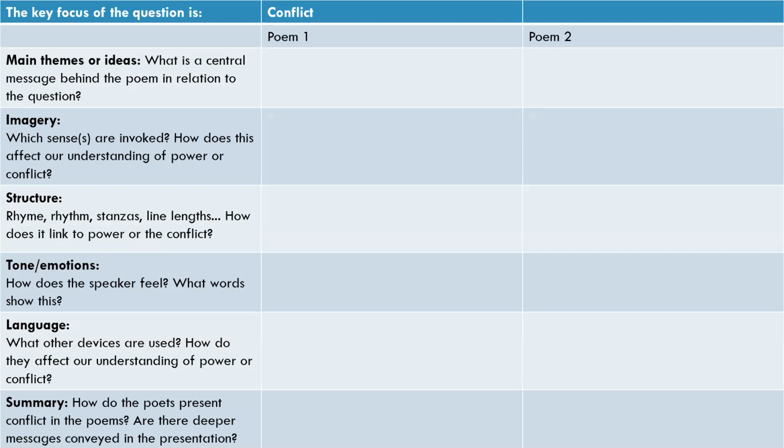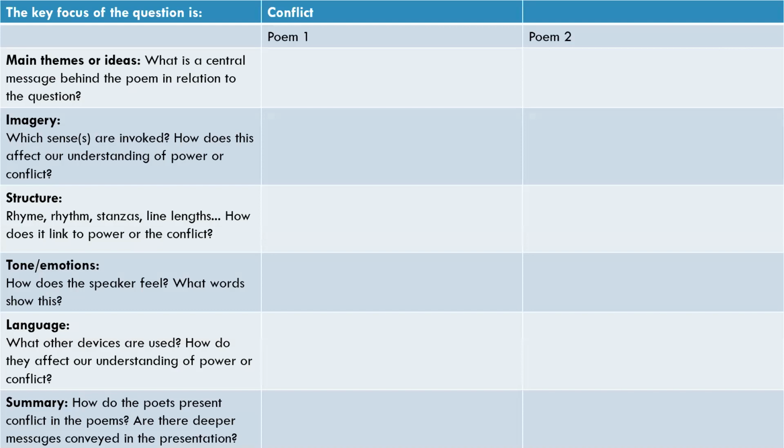Once you get to this slide here, I want you to have a think about, it's up to you which one is poem 1 or poem 2, but I want you to have a think about what main themes or ideas are central to each poem. Now this grid should help you to structure a plan for your essay. So you've got the main themes or ideas. What is the central message behind the poem in relation to the question? In Kamikaze, poem 1, and Bayonet Charge, poem 2.